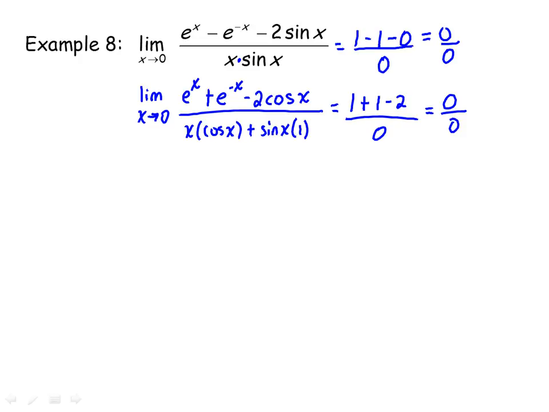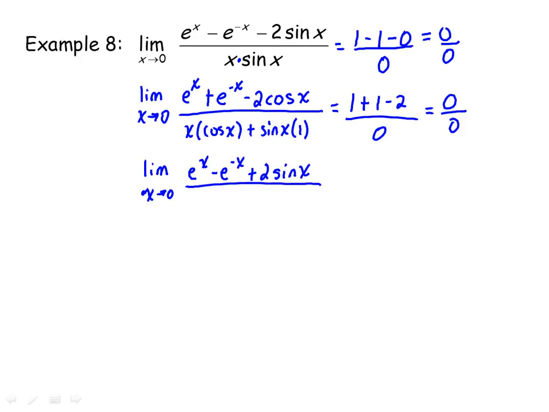Do it again. So let's apply L'Hopital's rule again. Alright, again. The derivative of e to the x is e to the x. Derivative of negative e to the negative x is going to be negative e to the negative x. Derivative of negative 2 cosine x. What are you going to get? Good. Plus 2 sine x. Good job.